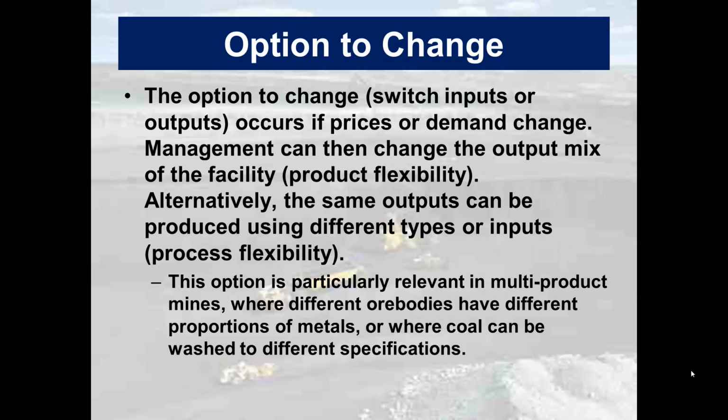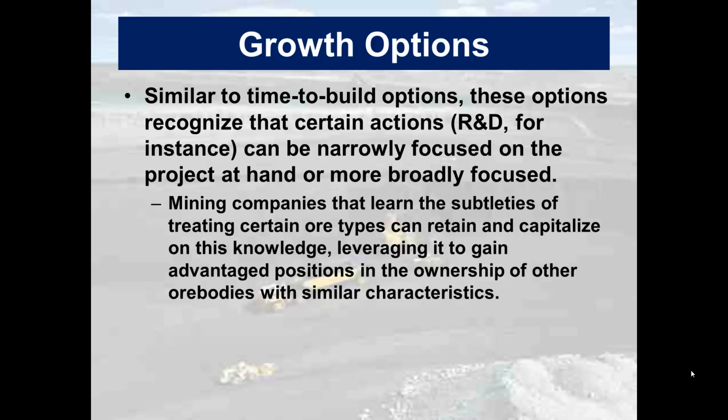The option to change, switch inputs or outputs, occurs if prices or demand change. Management can then change the output mix of the facility, product flexibility. Alternatively, the same outputs can be produced using different types of inputs. That's process flexibility. This option is particularly relevant in multi-product mines where different ore bodies have different proportions of metals or where coal can be washed to different specifications.